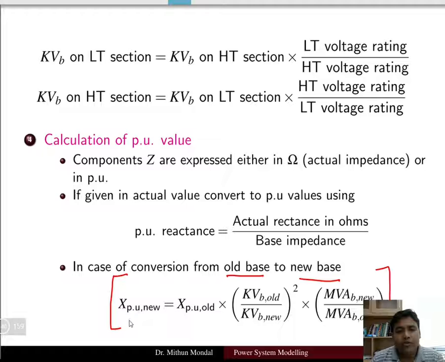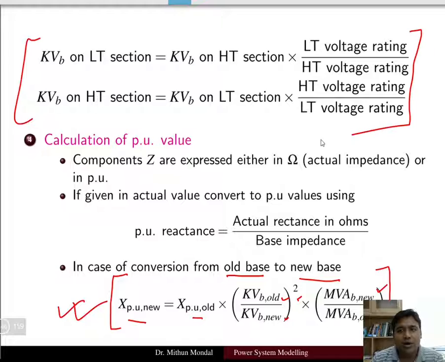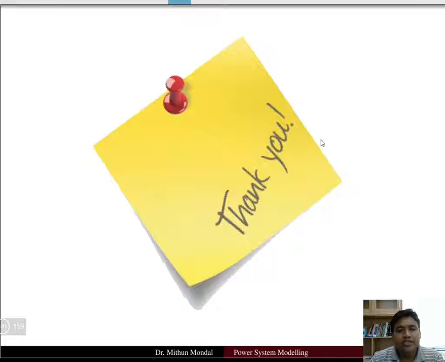X per unit new equals X per unit old into kV base old by new, squared, into MVA base new by old. This formula will be used for conversion of per unit values from the old base to the new base. New bases are obtained because of the transformer, so there is a change in the power and voltage level. In this way we can obtain the impedance and reactance diagram. Thank you.